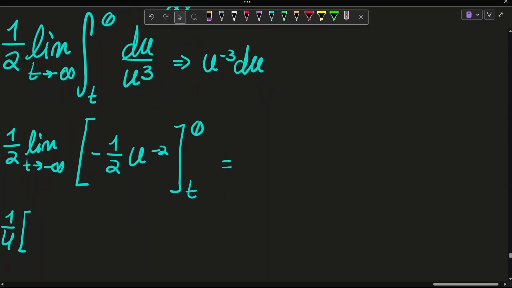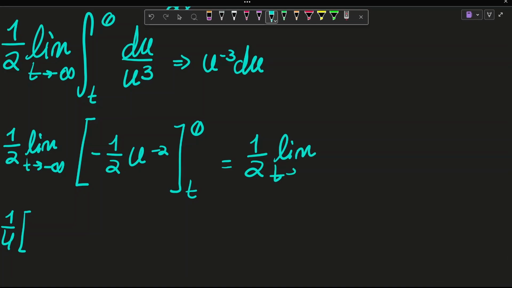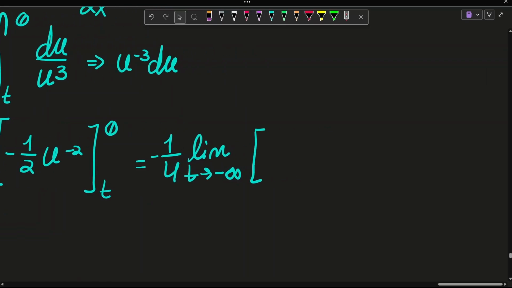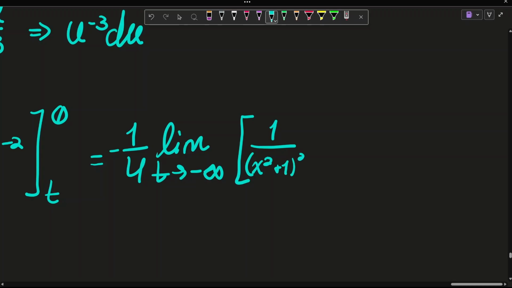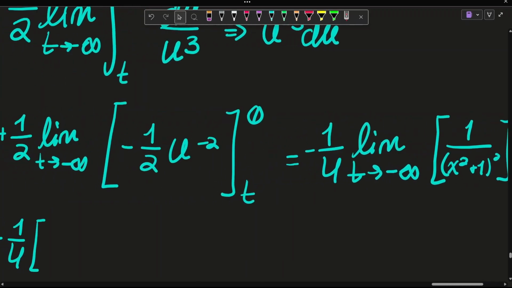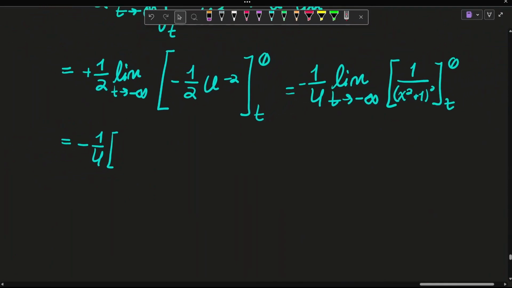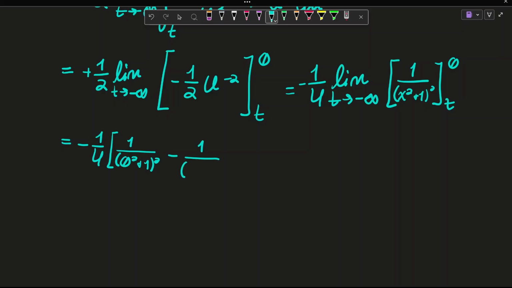So if we change this in terms, I get 1 half times the limit as t approaches negative infinity of, we'll also take out the 1 half, 1 over x squared plus 1 squared from t to 0. Now if we want to evaluate this, we get 1 over infinity squared plus 1 squared minus 1 over 0 squared plus 1 squared.